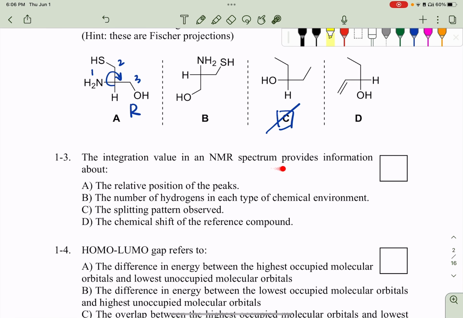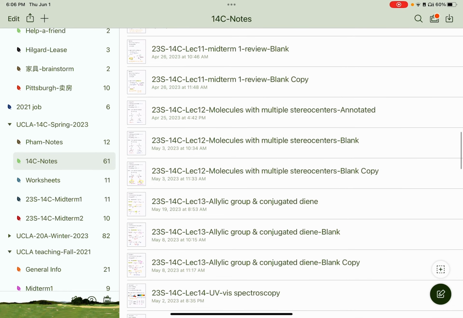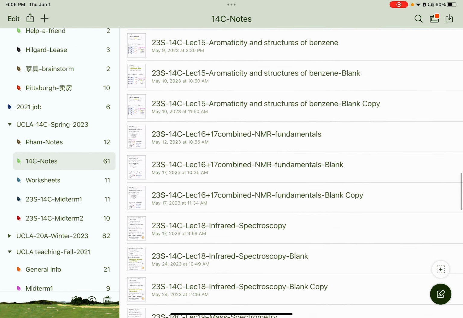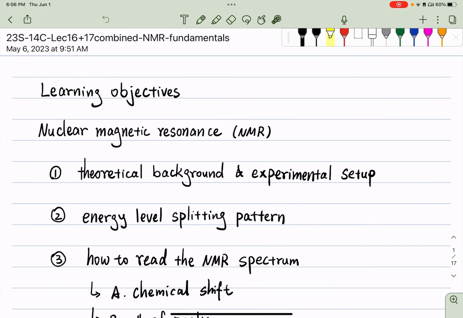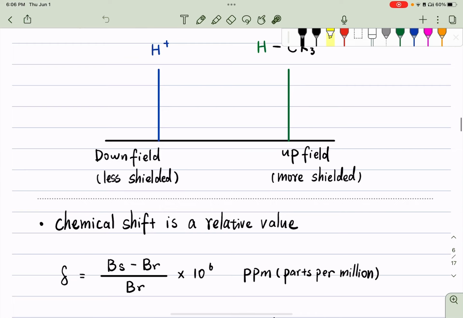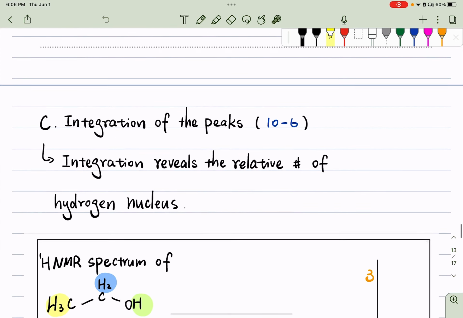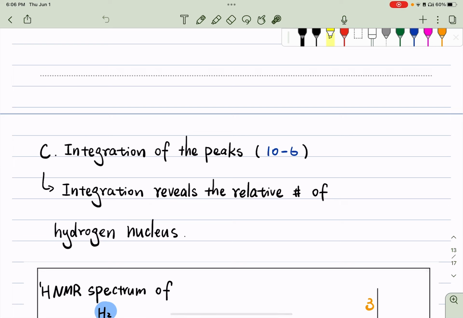Integration value in an NMR spectrum provides information about what? So it's talking about the NMR spectrum. So let's jump back to our NMR notes. And here we go. We're talking about integration. So let's go to my lecture note where we talked about integration. Splitting pattern is too far. Okay, integration of the peaks.